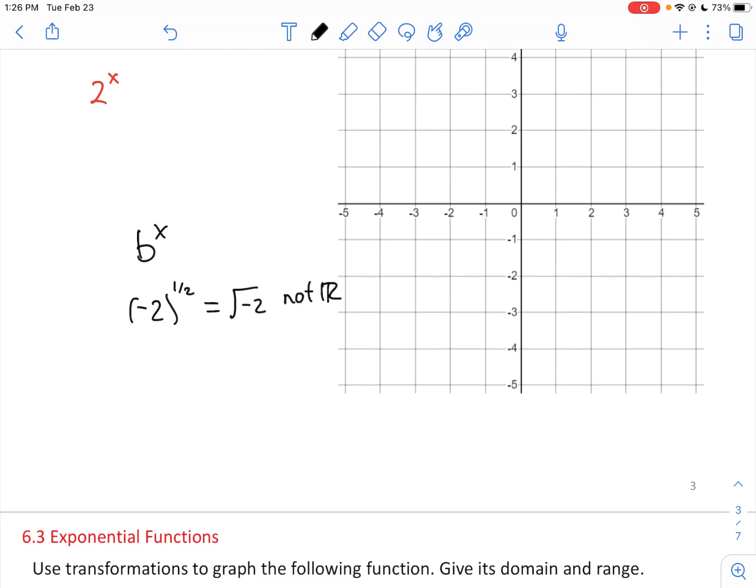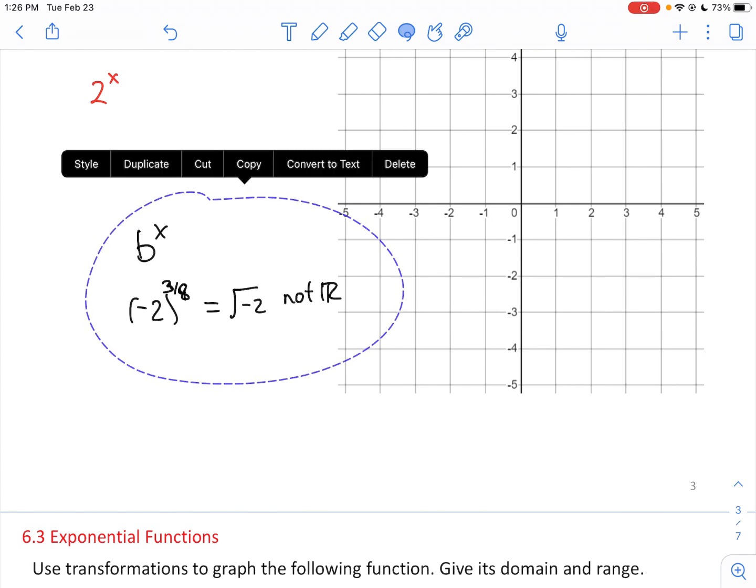It's not real. And this actually happens for lots of different choices of an exponent when you have a negative base. A quarter is going to be a problem. 3/4 is going to be a problem. The trouble exponents are everywhere. So we avoid this by just saying don't let the base be negative.